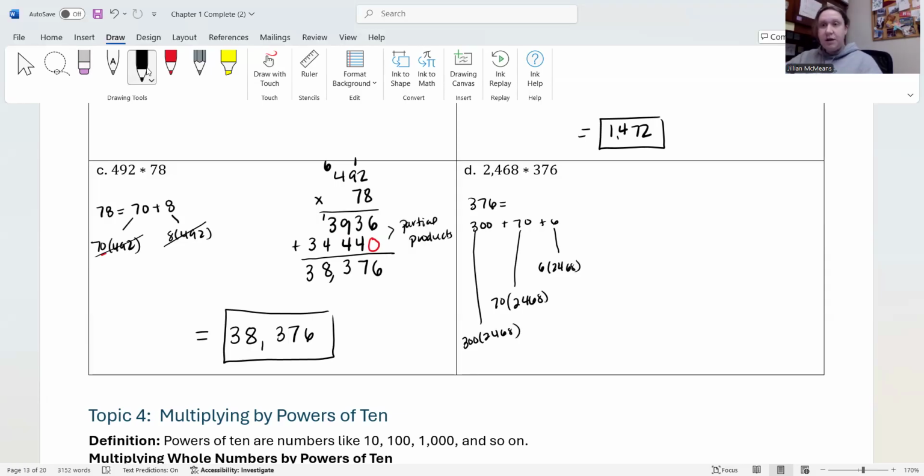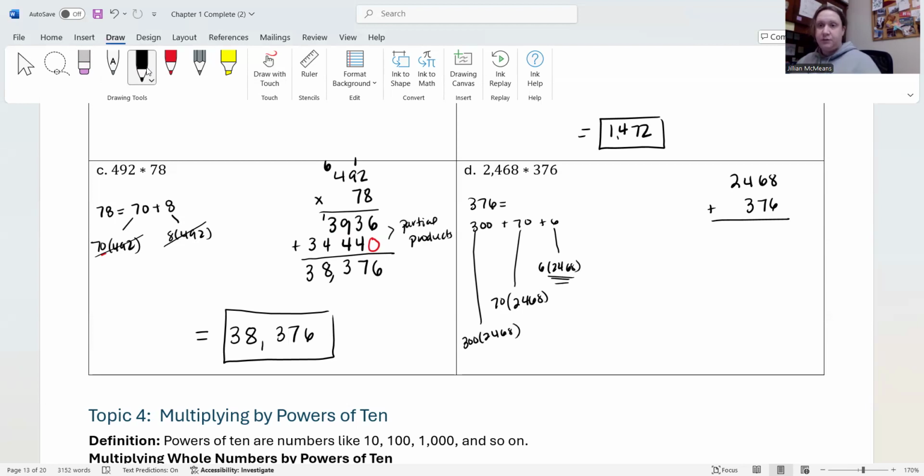But instead of doing 3 problems, let's just do 1 problem. We're going to take these ideas and merge them. Okay, so let's start by writing this out vertically. So we have 2,468. We want to multiply that by 376. So we're going to start working on this first partial product here.